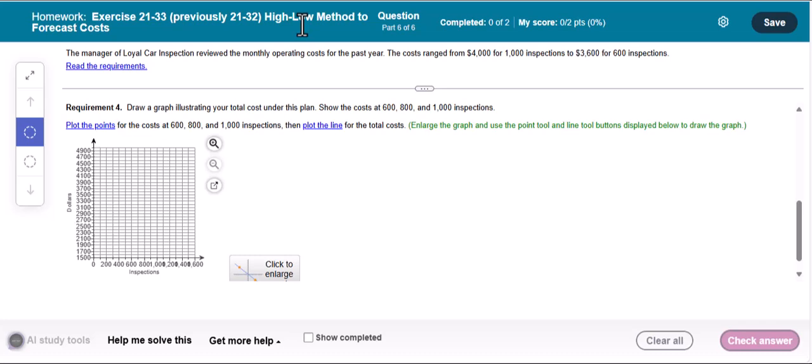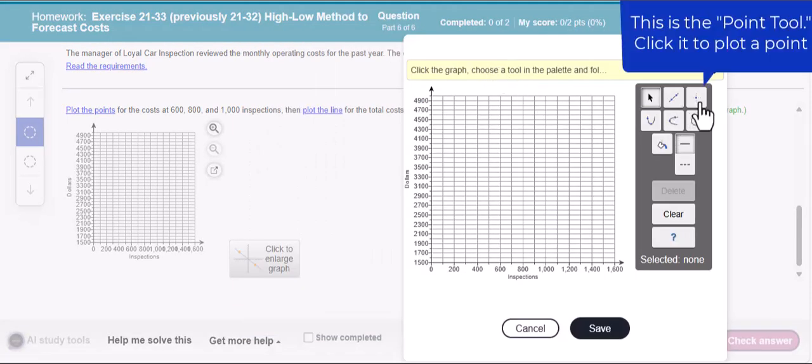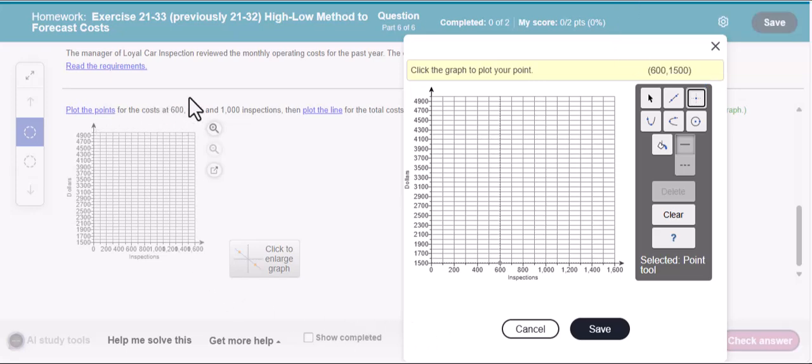So again, we're going to graph these 3 plot points on this graph down here, and then that line that will correspond to those 3 points will be able to help us predict costs in different scenarios. So the first step here will be click to enlarge the graph. And then next we want to make sure we click here to get to the point tool in order to get the points. And then we're going to start with this cost at 600 inspections.